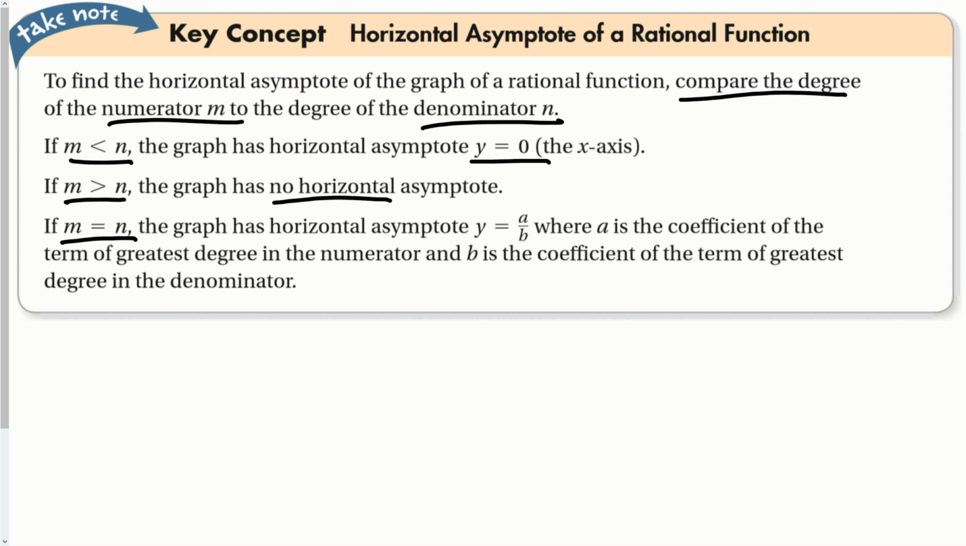If the two degrees are even, okay, then you have to do one more thing here. Then you have to look at the leading coefficient of the numerator and the leading coefficient of the denominator, and you divide the two, and that's where the horizontal asymptote is. Okay, so numerator bigger, none. Denominator bigger, 0. The same, divide the leading coefficients by each other, right? And unfortunately, this is something you're going to have to practice a little bit and just try to remember.